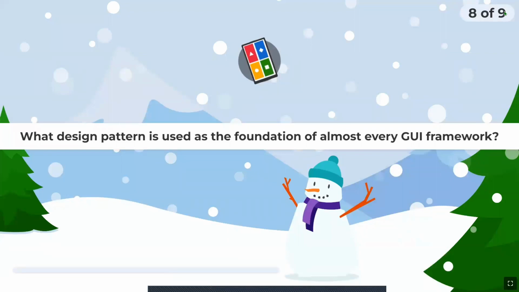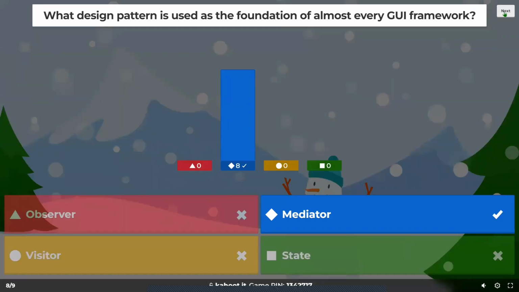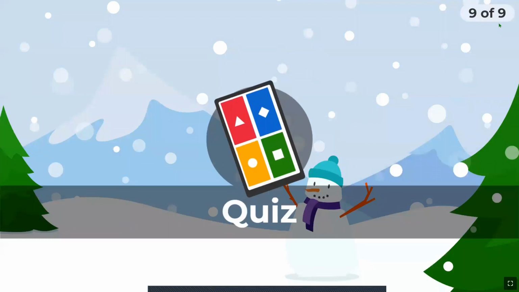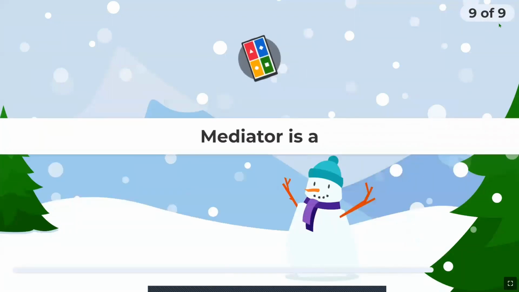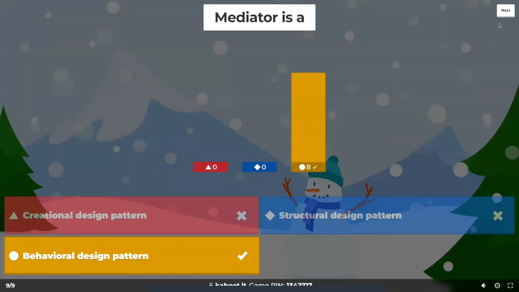What design pattern is used as foundation of almost every GUI framework? The answer is the mediator design pattern. Last question. What is a mediator? Mediator is a behavior design pattern.